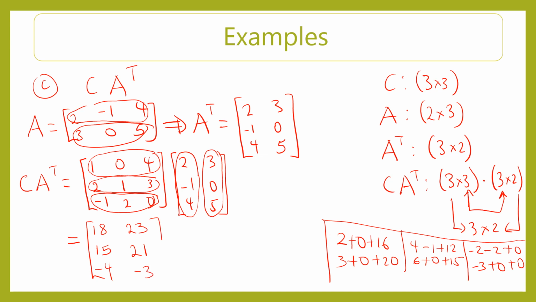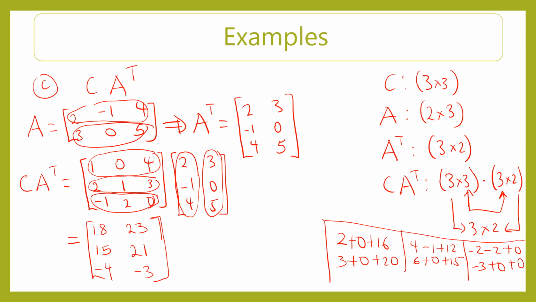And that becomes our answer. So C times A transpose is 18, 23, 15, 21, minus 4, and minus 3.